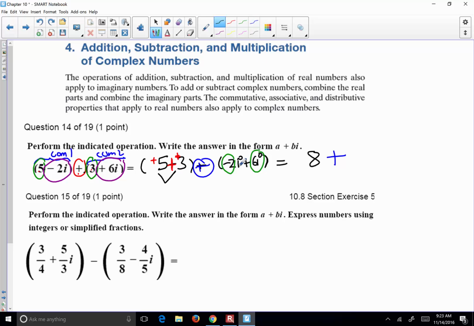You only add the numbers in front of the i's and make a single i. Do not call this i squared because you have double. No. It's just a single i. You're just joining the numbers in. 6 minus 2 is 4. 8 plus 4i. That's it. Any questions? Okay. Ready for the next part?